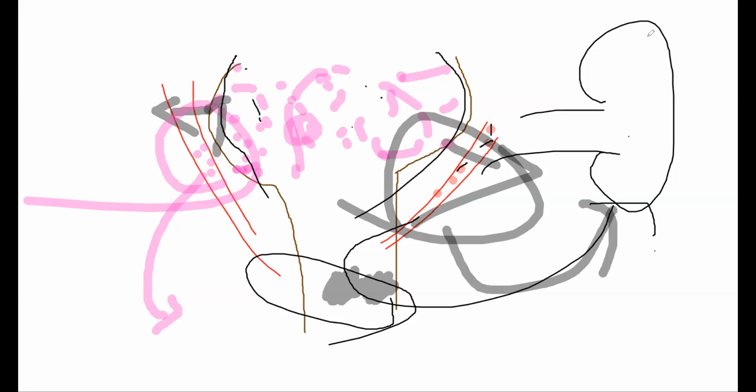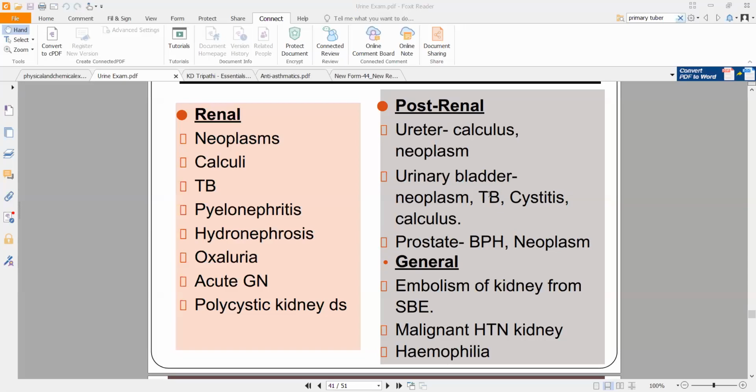Okay, coming back to this. Those are postrenal causes. Now take calculus or neoplasm. Calculus is basically calcium deposits. Think of them as kidney stones. Okay, they are basically kidney stones.